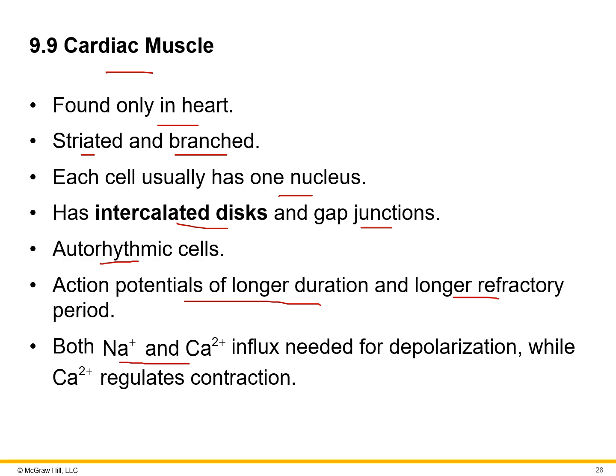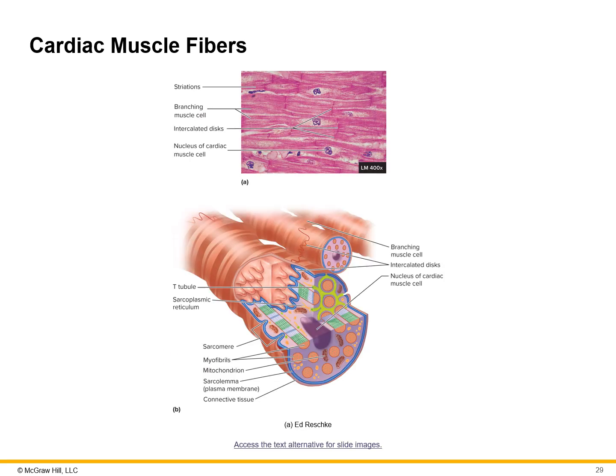So both sodium and calcium influx are needed for that depolarization. It's not just sodium coming in, calcium also has to come in to cause depolarization, so the membrane potential becomes less negative, more positive. And then the calcium regulates the contraction, which is what we saw with the others. Again, this is what these guys look like. Single nucleus, striations, but we get more of this branched structure. All right, and that wraps up our muscle discussion.